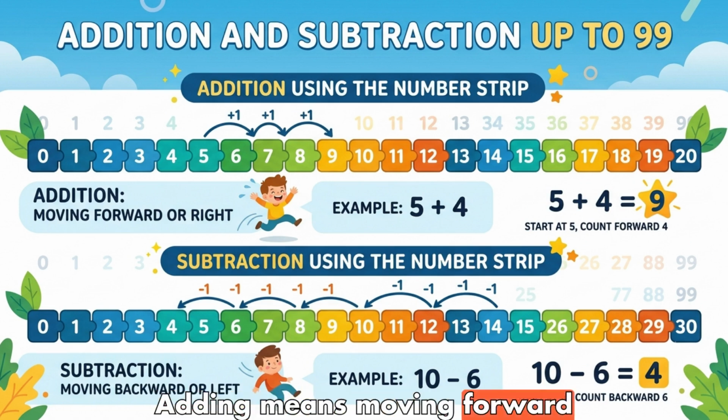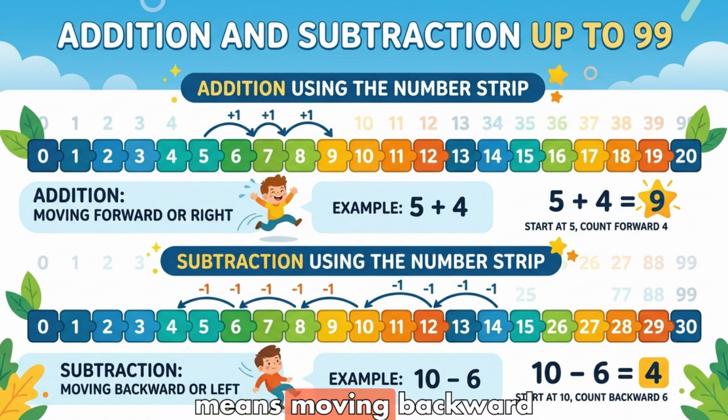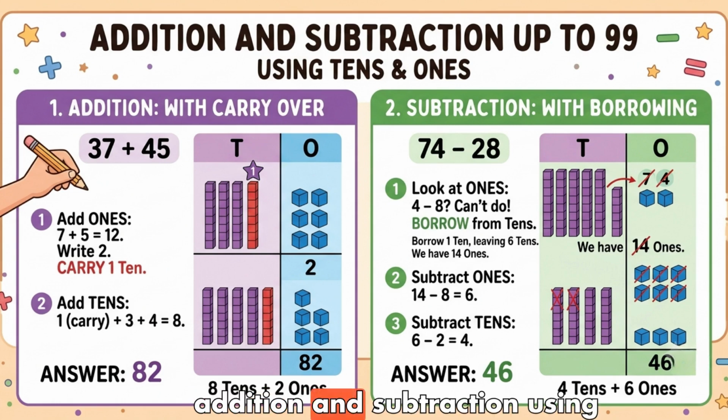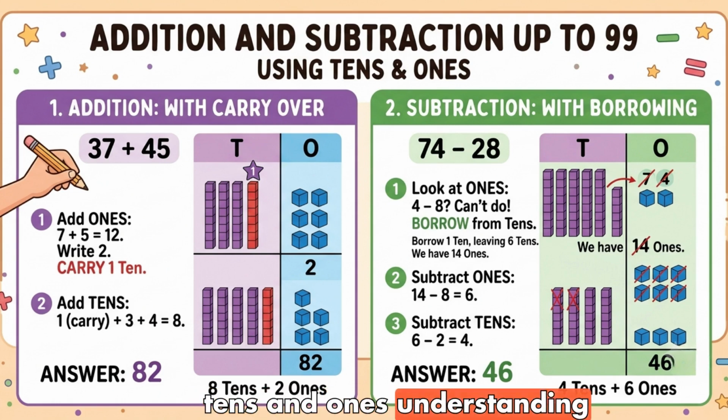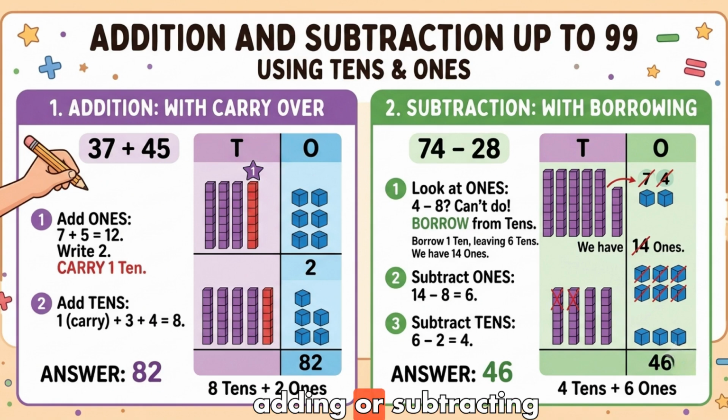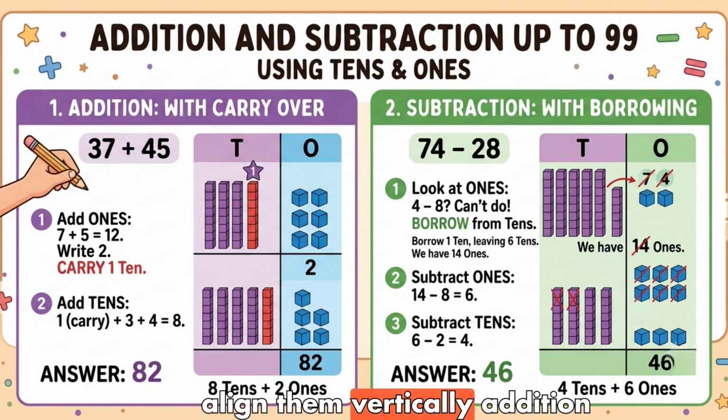Adding means moving forward or to the right, while subtracting means moving backward or to the left. This method works for any numbers up to 99. Addition and subtraction using tens and ones. Understanding tens and ones: before adding or subtracting, you break each two-digit number into its parts, which are tens and ones. You must always align them vertically.